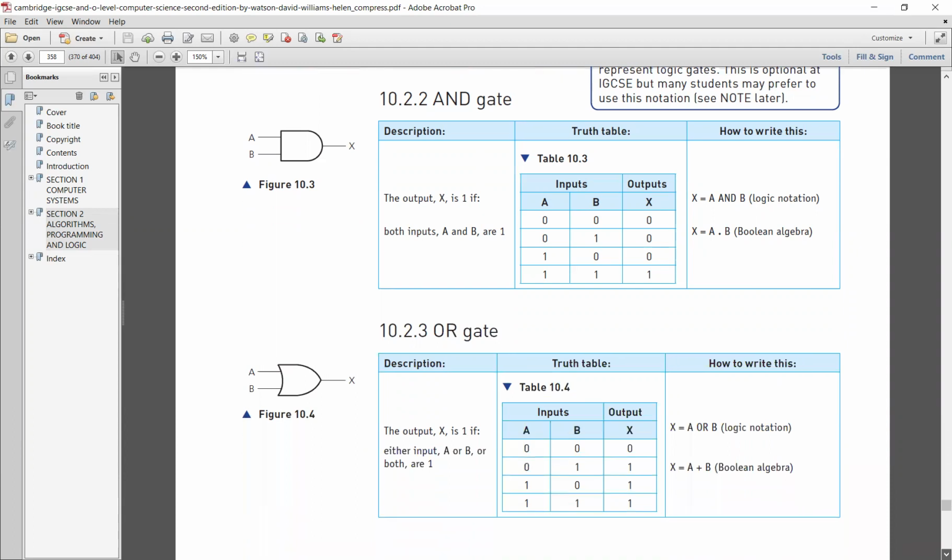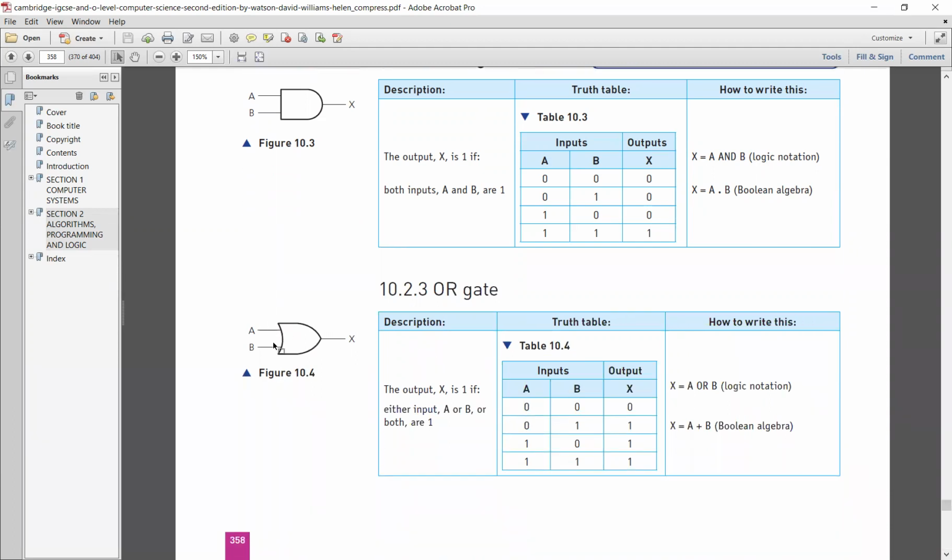The third gate is my OR gate. As you can see, it's again getting 2 inputs. 2 inputs means the number of outcomes will be 4. And you can see the output X is 1 if either input A or B or both are 1. Only when both inputs are 0, the result is a 0. In all other cases, even if one input is a 1, then the outcome is a 1. How is it written in logic notation? It's written as x equals A OR B. Be cautious: all the gates in the notations are written in capitals. You need to follow this convention. And as far as the Boolean algebra is concerned, it's written as x equals A plus B.